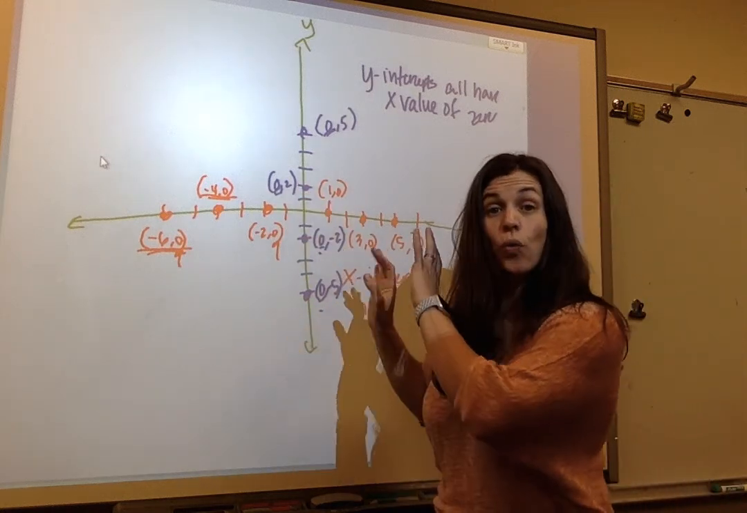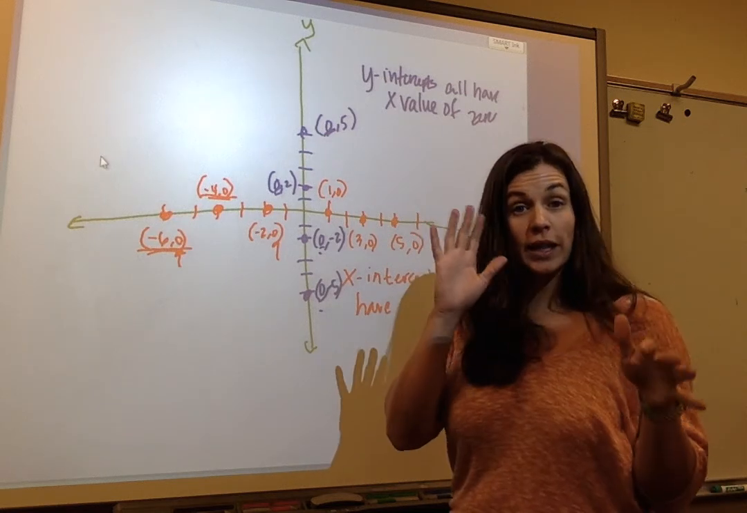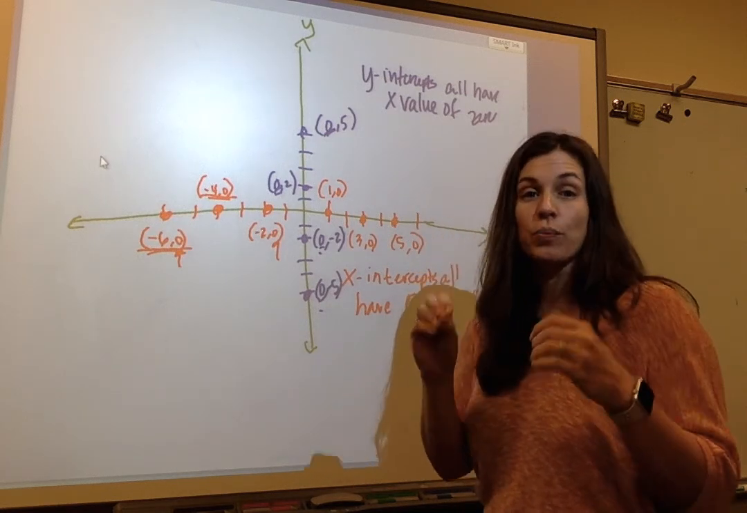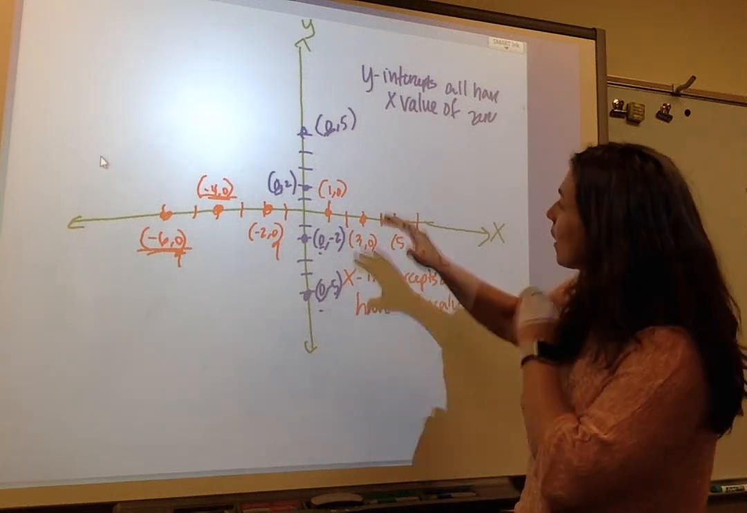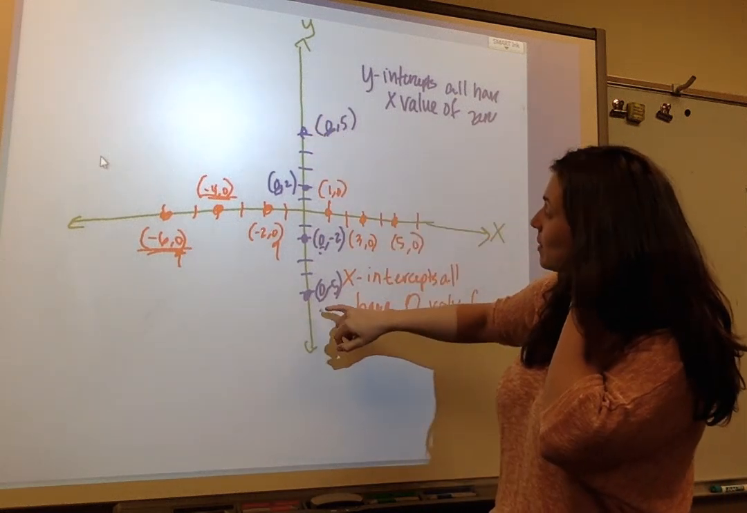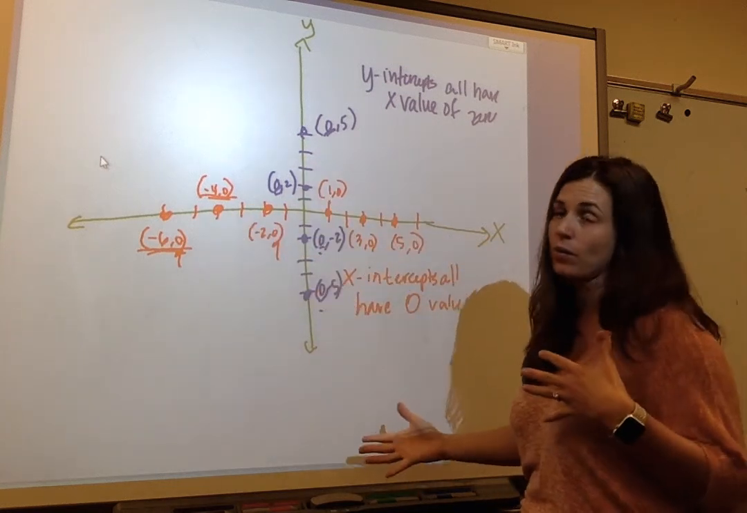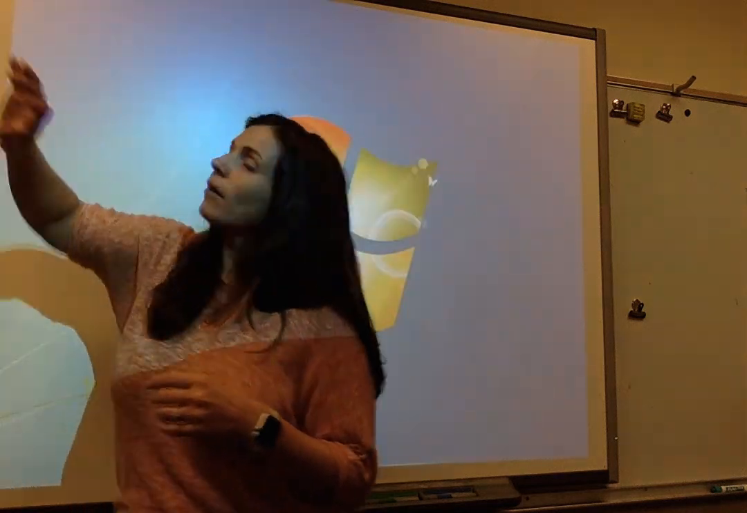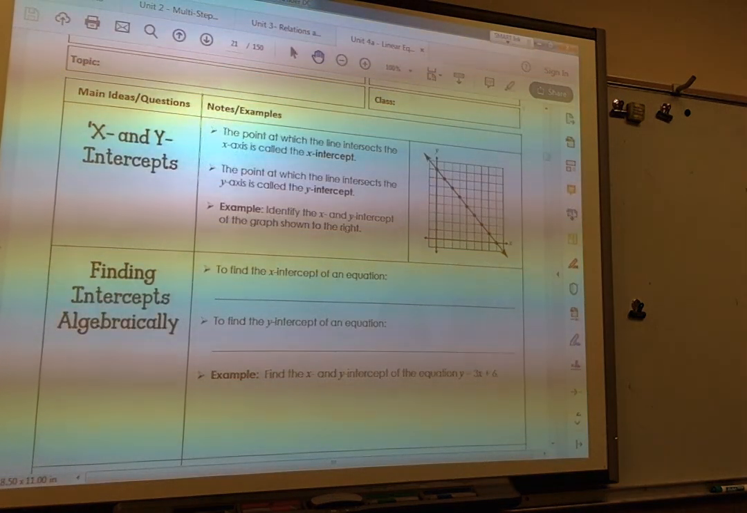So this is graphically what x and y intercepts look like. And we're also going to look at what they look like algebraically. But I want you to have this visual in your journal, so that you can see all y-intercepts have an x value of 0. All x-intercepts have a y value of 0. All right, so let me get out of there, and then let's go to our journal that starts the x and y intercepts.